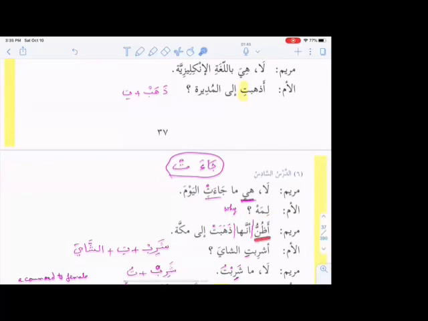Azunnu. The fa'il is mustatir, taqdiruhu ana. See, after Azunnu, an came. Annaha, she. Annaha zahabat ila Makkah. I think verily she went to Makkah. Did you get the idea? Azunnu annaha. Ha is your ismu anna, mansub, and this jumla is coming as a khabar, anna, and it is fi mahalli raf'in. We will do more detailed analysis later on, inshallah.